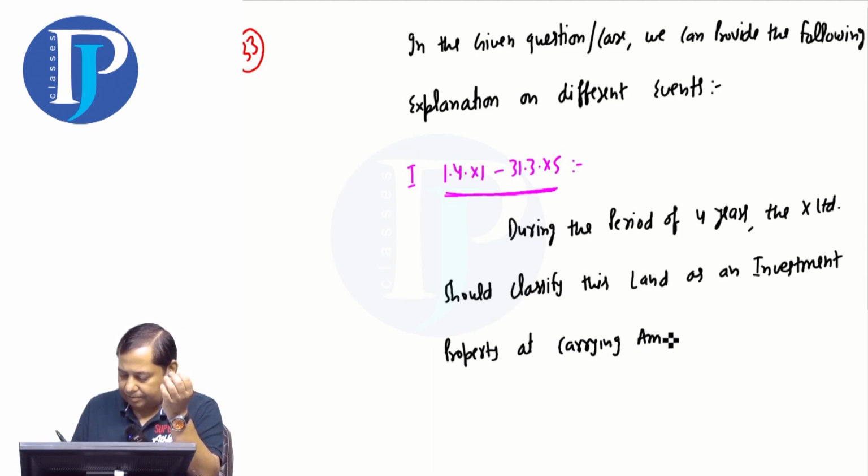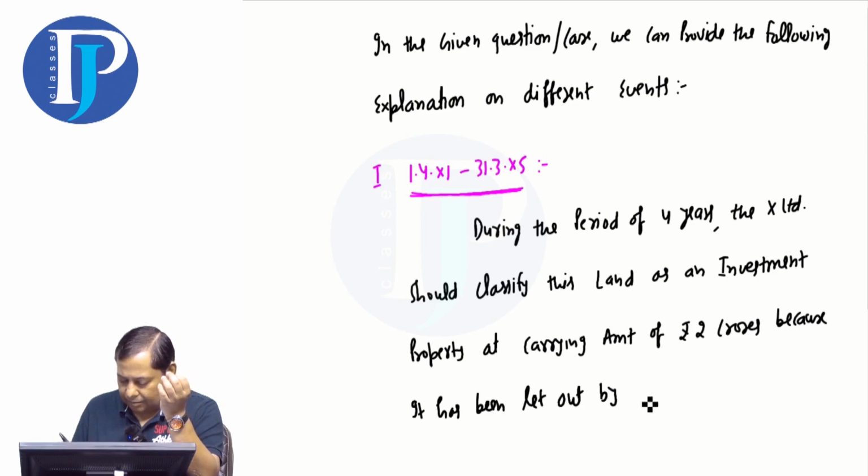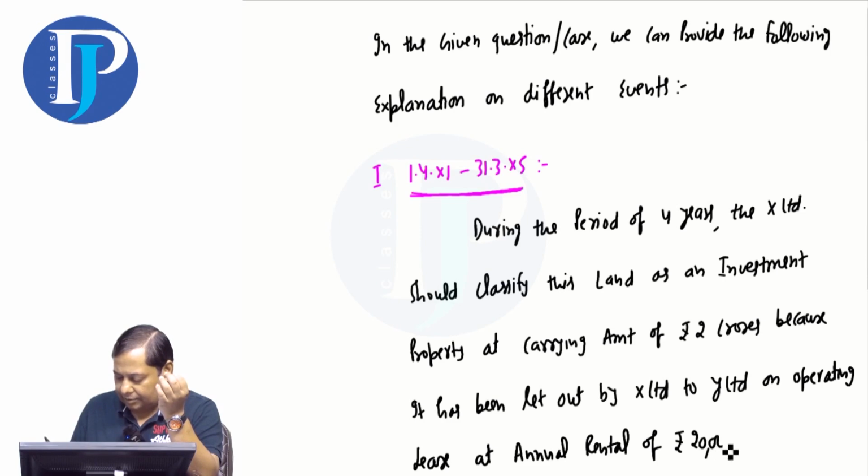At carrying amount of rupees 2 crore, because it has been let out by X Limited to Y Limited on operating lease at an annual rental of rupees 20 lakhs.